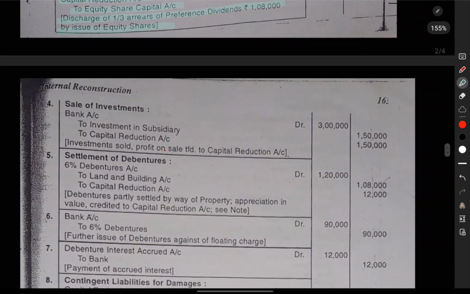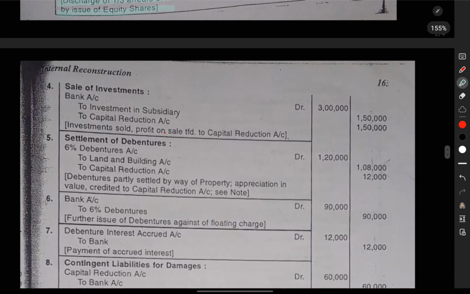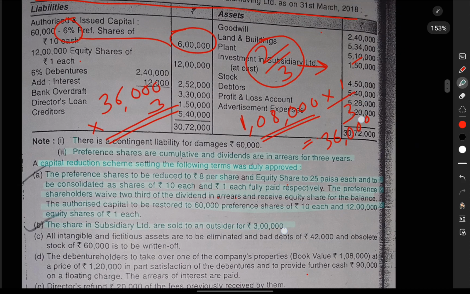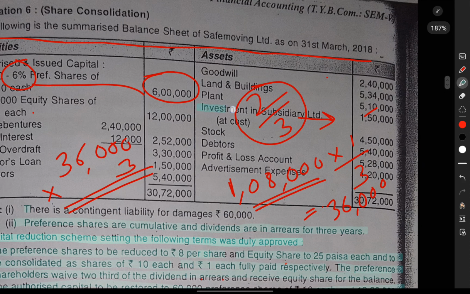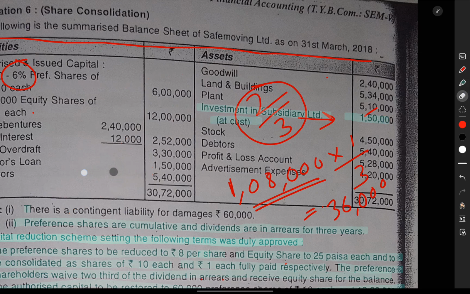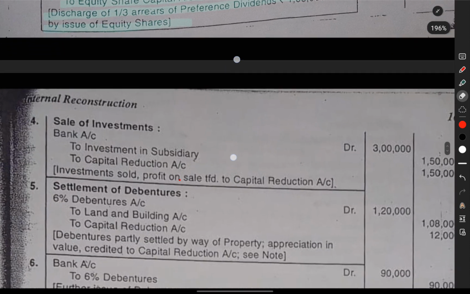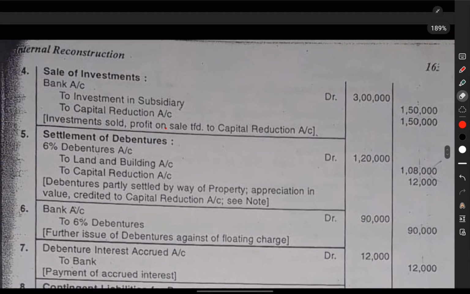So we sold our investment in Subsidiary Limited, which is 1,50,000, and now we have sold this investment for 3 lakhs. So we get 3 lakh balance, cash.